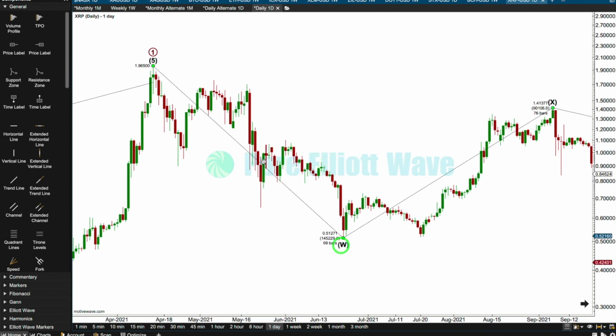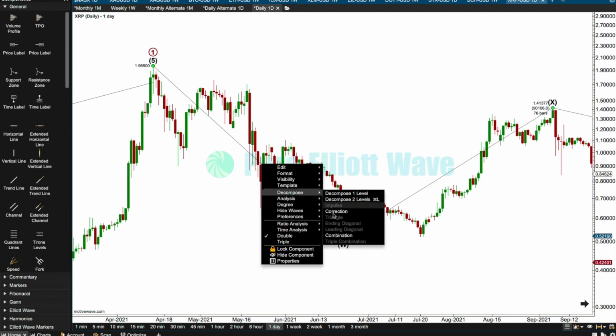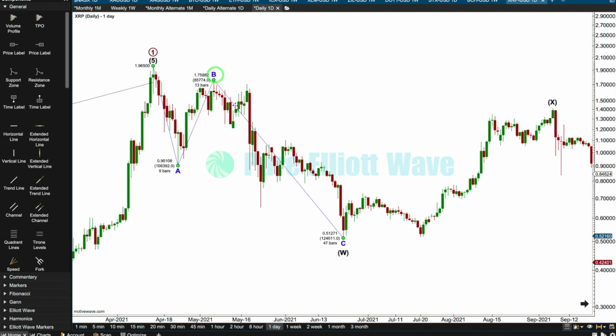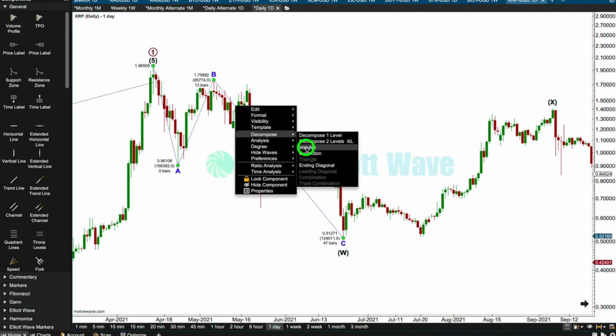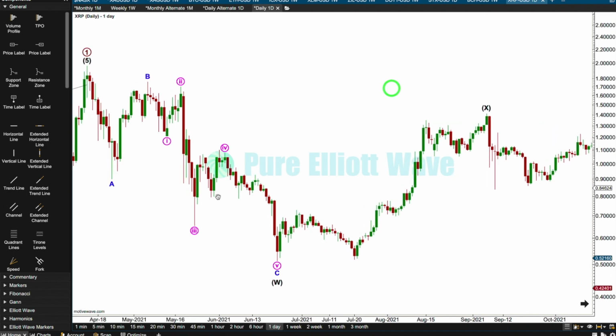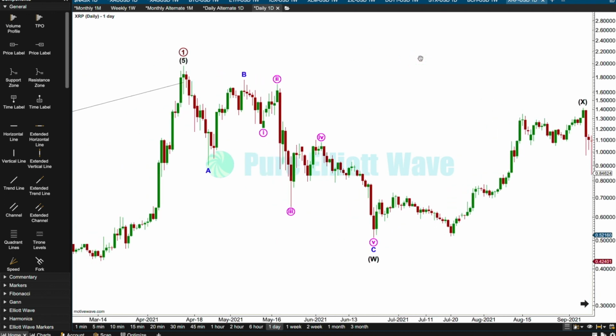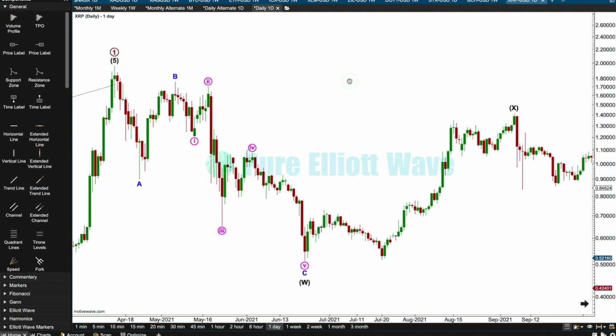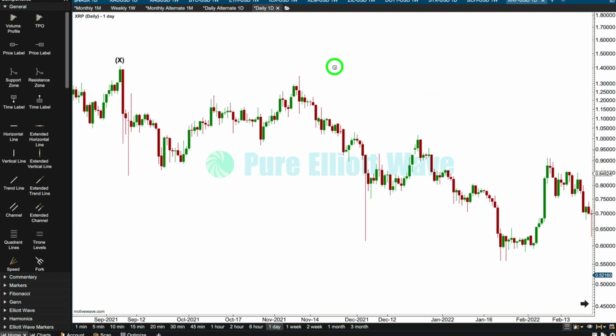Back to this idea. This fits as a zigzag. Yeah, this fits quite well as a zigzag. X looks like a 5 though, doesn't it? It doesn't really look like a very good 3. And if that's a 5, then there's an expanded flat starting here, A, B, C. Either way, X would end in the same spot, so it doesn't resolve my problem of what is Y, how is this unfolding?